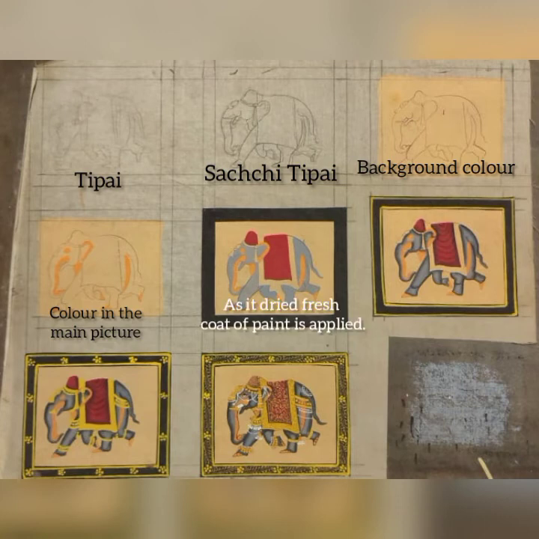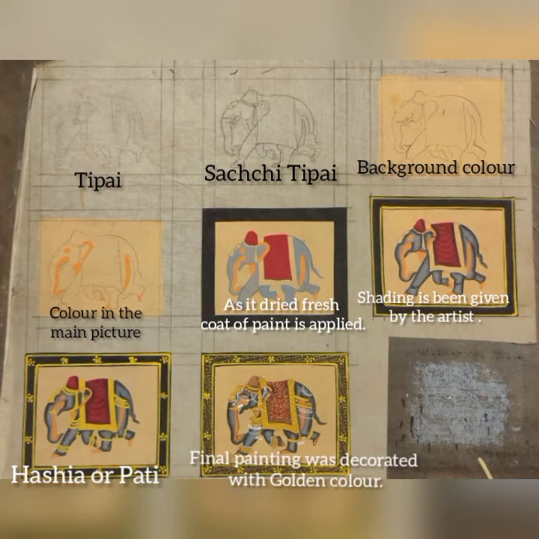And then as it dries, a fresh coat of paint is applied. Shading is given by the artist. Then hashya or patti is made by Naqshbandis. Finally, the painting is decorated with golden color.